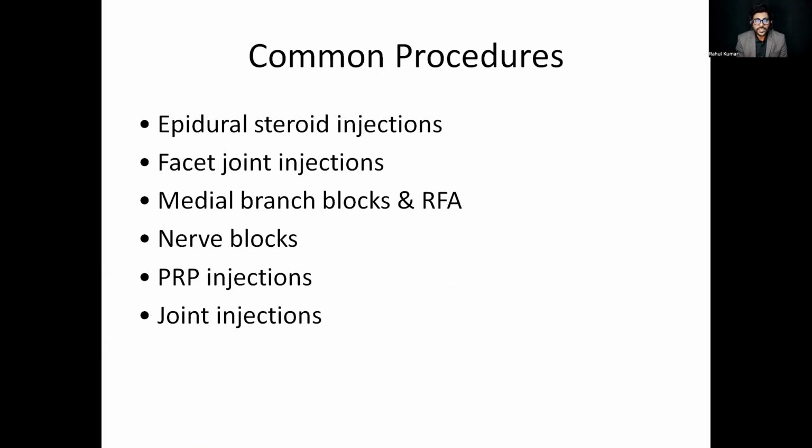Then you have facet injections, medial branch blocks, and RFA. We target the medial branches, and first we do a diagnostic block and then go to a radiofrequency ablation. Nerve blocks are obviously there. We also do a bunch of golfer's elbow and tennis elbows. I've done a few wrist injections as well in the carpal tunnel, and joint injections. Those are basically bread and butter for you.